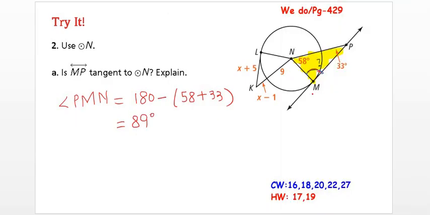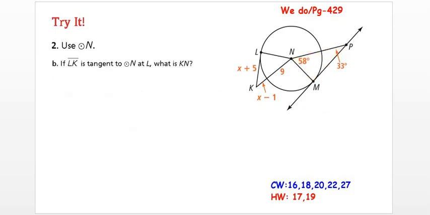Now we cannot say MP is tangent to the circle. According to the theorem, only if the angle between the radius and the line is 90 degrees, in that case this line will be the tangent line. Let's see what we have next. Now same, try it, but this is the P part.